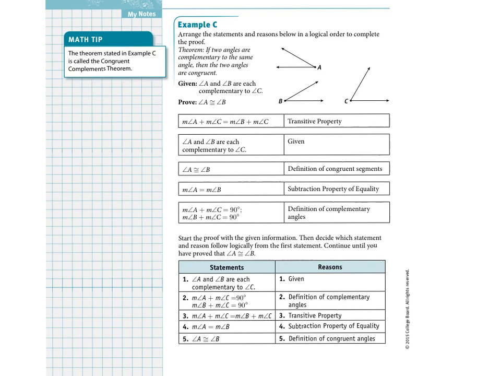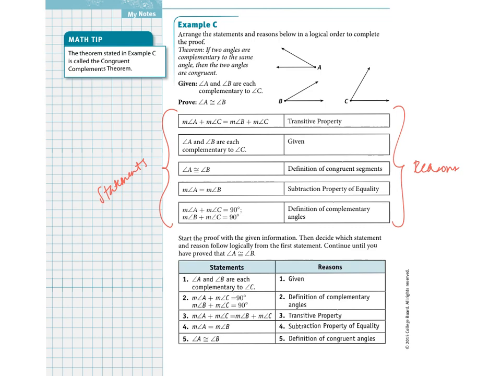So in this example, it actually gives you all of the statements and all of the reasons. What it's asking you to do is to take all of the statements, which we have over here. So these are our statements. And then over here, it has all of the reasons. And we're going to be working with this proof where it says angle A and angle B are each complementary to angle C. And our goal is to prove that angle A is congruent to angle B.